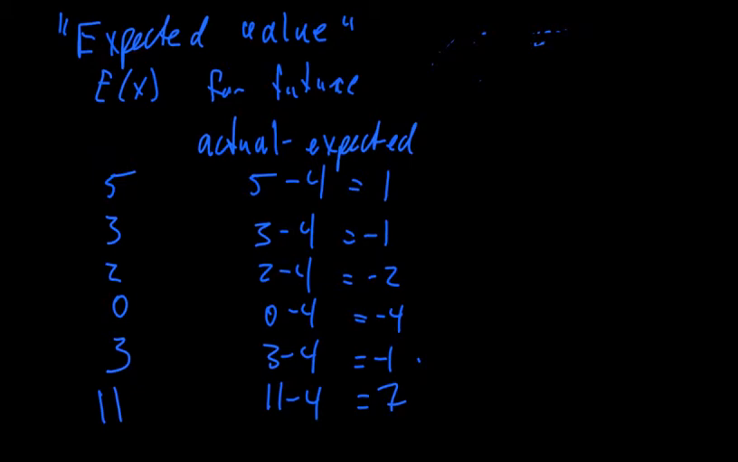So, if we take these and we sum them up here, and this is super unofficial, if we summed up the actual minus the expected, that would be 0. And that's kind of what you would think here, because if you took all of these and you added them up, what have you actually done? You've added up, in this case, the sum of actual minus expected. Well, that would be 5 minus 4, plus 3 minus 4, plus 2 minus 4, plus 0 minus 4, plus 3 minus 4, plus 11 minus 4, which is really this.